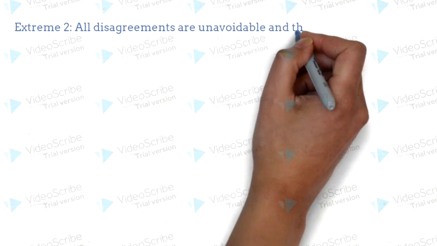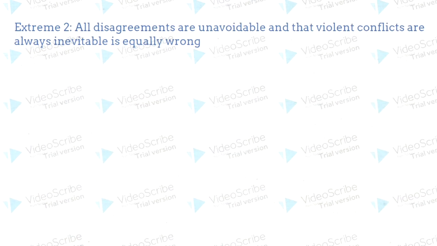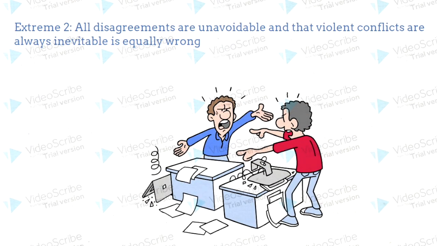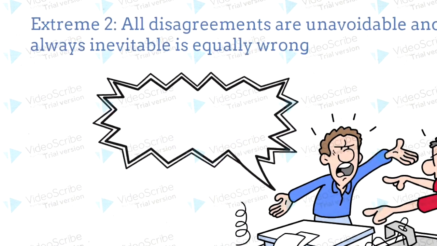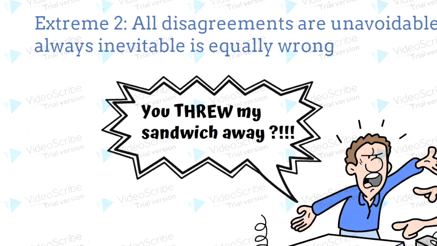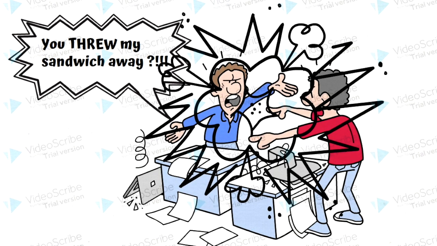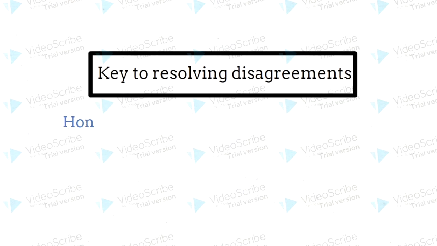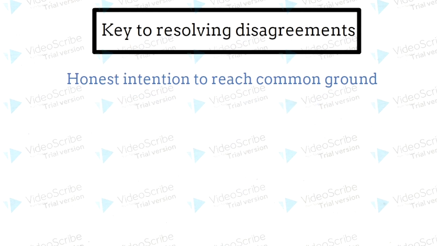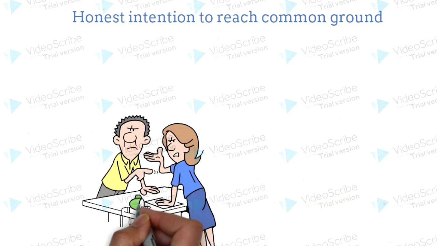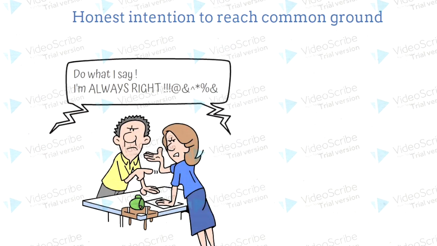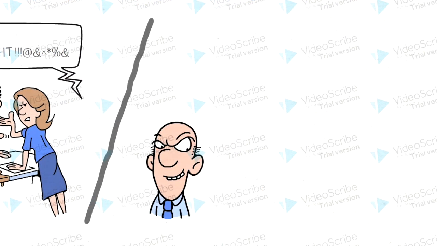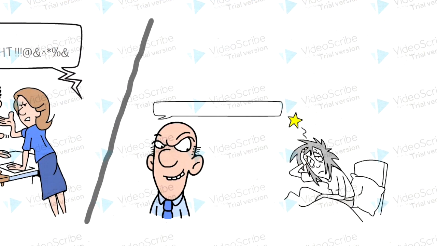On the other extreme, to think that all disagreements are unavoidable and that violent conflicts are always inevitable is equally wrong. While some disagreements are deeply rooted and hard to resolve, many can be managed or mitigated through effective communication and negotiation. Resolving disagreements requires both parties to have an honest intention to reach common ground. This process can often be hampered by the desire to win an argument, assert dominance, or spread falsehood. If one party enters a discussion with the intention to dominate or mislead, genuine resolution becomes impossible.